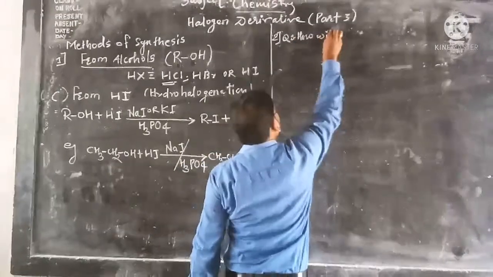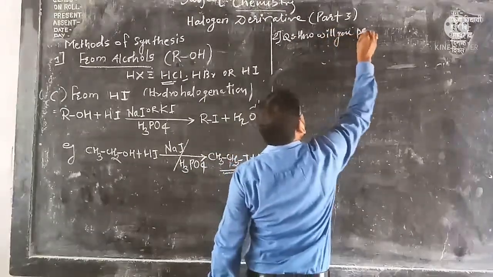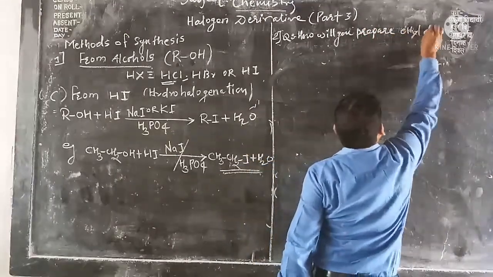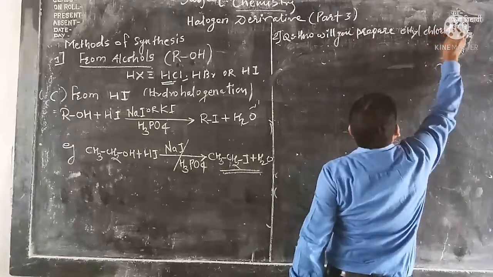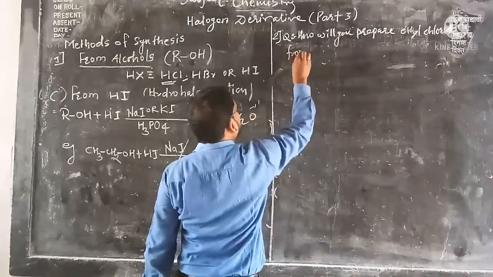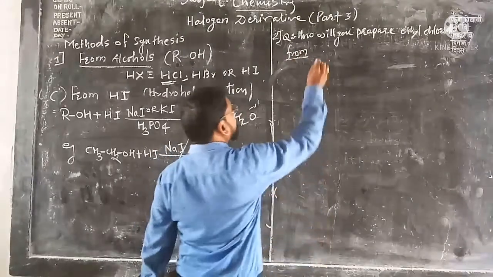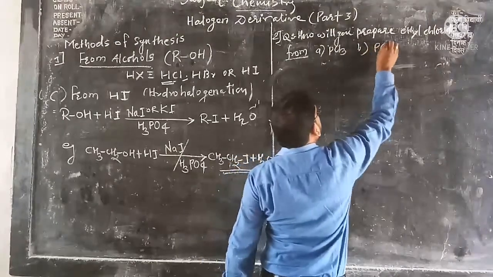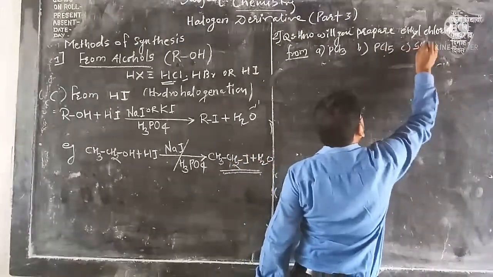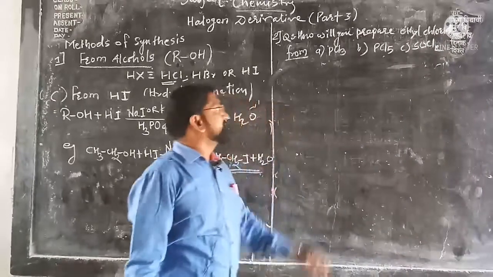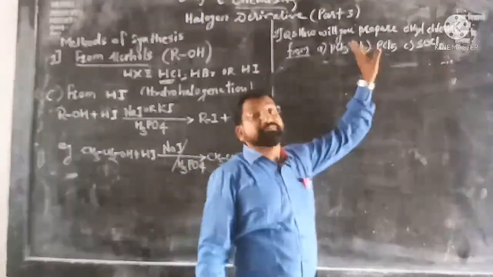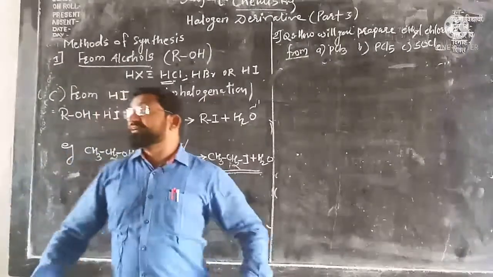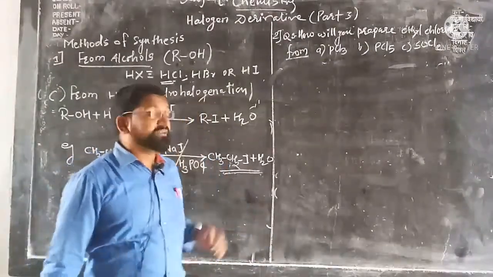How will you prepare ethyl chloride from, okay, number A PCl3, number B PCl5, number C SOCl2. What are their names? Phosphorus trichloride, phosphorus pentachloride, and thionyl chloride. So these are some of the important reagents from which we can prepare the alkyl chloride here.